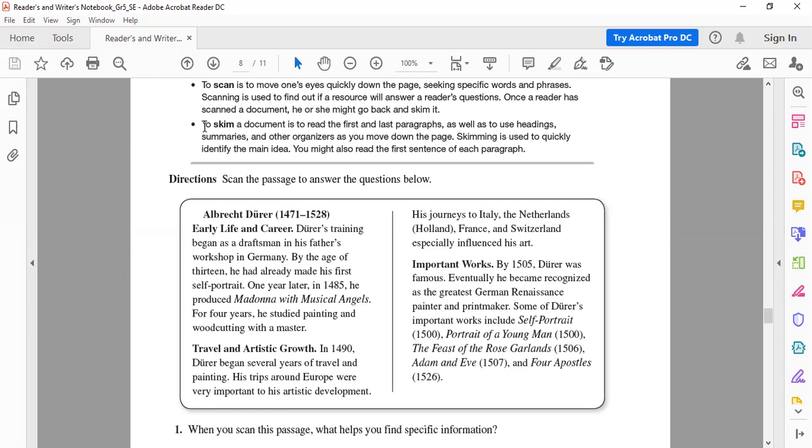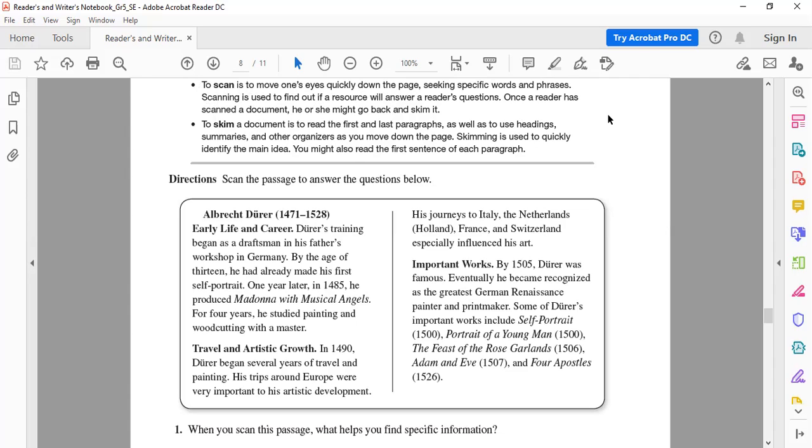So what they do is scan: move their eyes very quickly, searching for the information they need, and take the answers and put them in the questions. This is how we use it in our academic search. After you scan, you search for that article. This is the article I need.